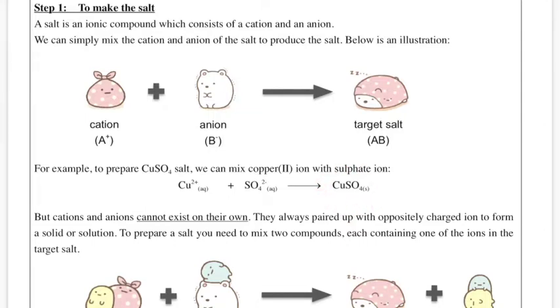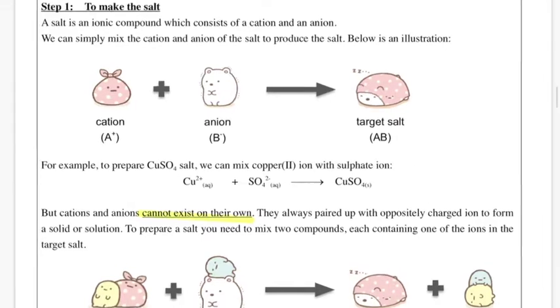But please remember, cations and anions cannot exist on their own. What does it mean? So you would not be able to find a solution that only contains copper 2 ions in it. And you would not be able to get the raw material by just buying a copper 2 ion solution. It's similar like you cannot buy just only the left foot shoe without buying the right foot shoe. They always be paired up with the oppositely charged ion. Okay, just like our shoes, it always comes in a pair, left foot shoe with the right foot shoe.